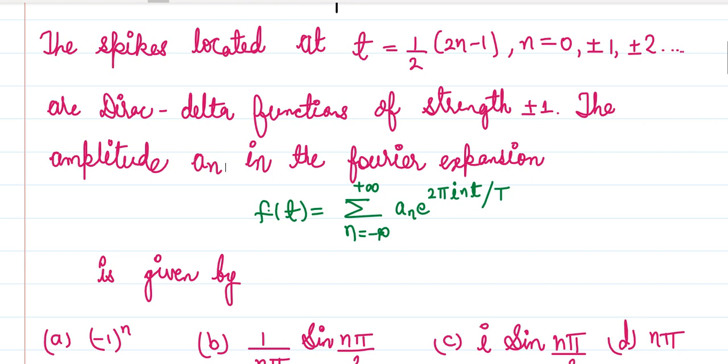So यदि हम इस ग्राफ के लिए Fourier transformation निकालते हैं, what will be the value of an, that we are going to find out. I hope you know the properties of an, that is, the amplitude in the Fourier transformation. If you know the formulas, you can easily solve this question. And here are four options.